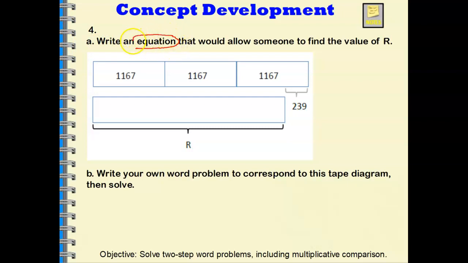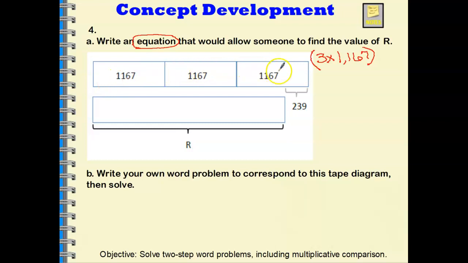So in order to write this as a word problem or as an equation, now remember, if I'm writing an equation, basically I'm writing a math sentence. I'm looking to write a math sentence that I can find an answer for. So I'm going to say I have 3, and I'm going to put parentheses here because I'm going to have some subtraction. So I'm going to say that I have 3 times 1,167, because that's what I have.